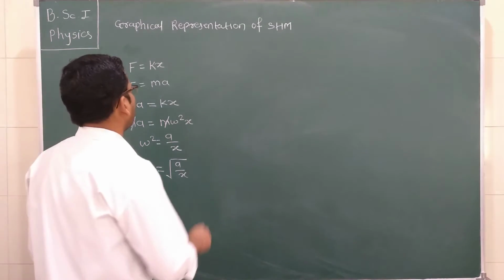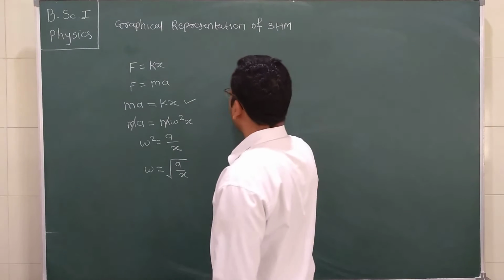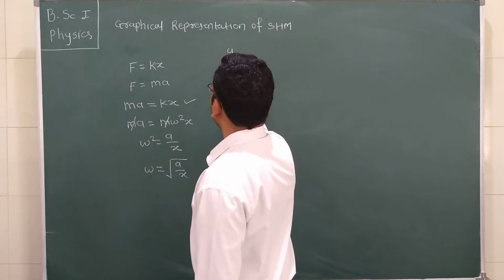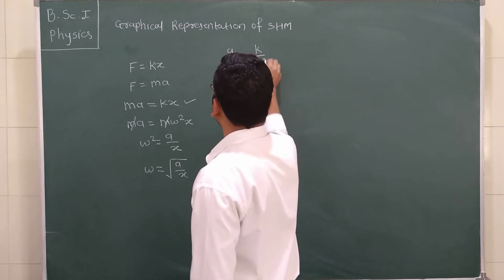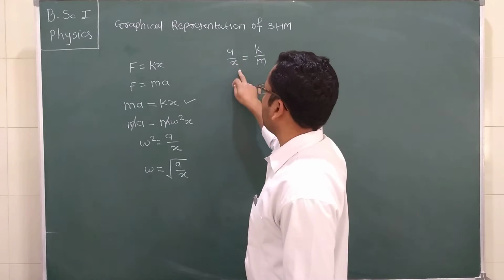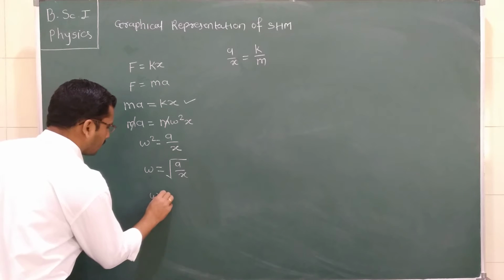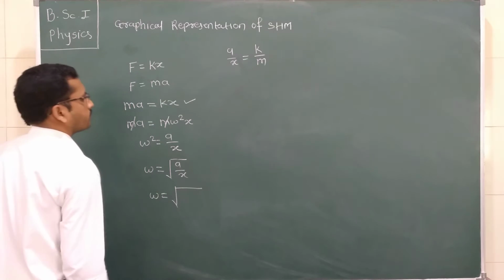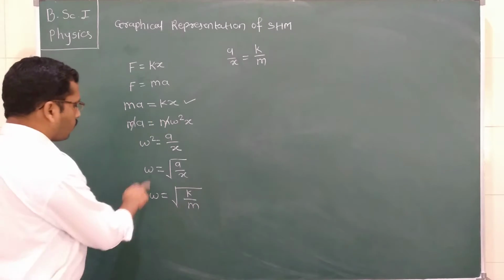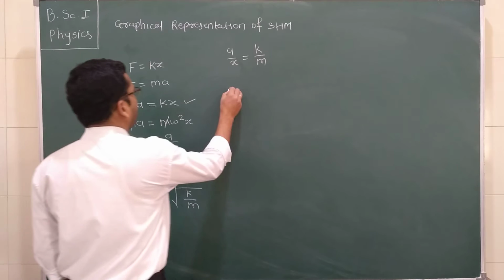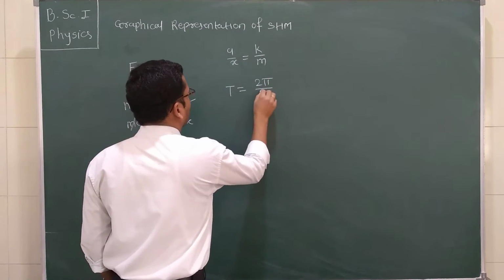Now from this equation we can say that a by x is equal to k upon m. So we can write omega is also equal to under root k divided by m. If we know omega, we can calculate the time period of the simple harmonic motion. T is equal to 2 pi by omega.